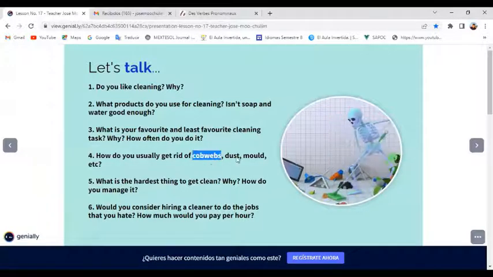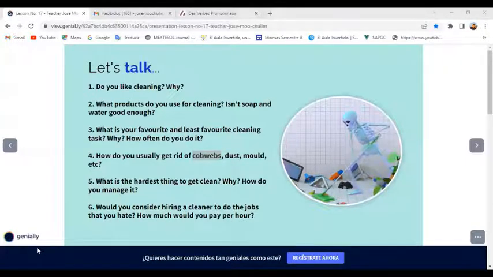Dust is, for example, when the wind probably pushes some particles in the windows. And the cobweb, I don't know what the meaning is. Okay, let's briefly explain the meaning of this word. Cobwebs are, I think, what spiders usually leave or live in the corner of your house. Telarañas.